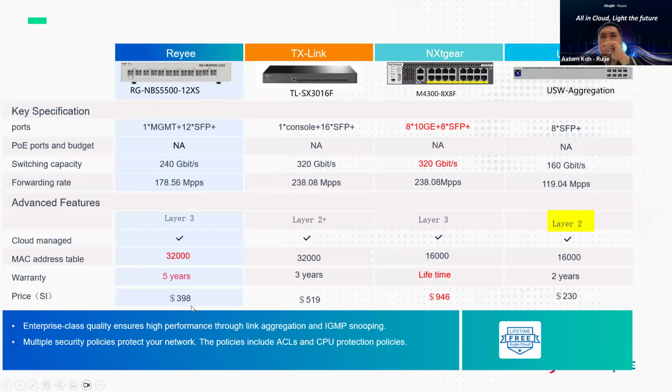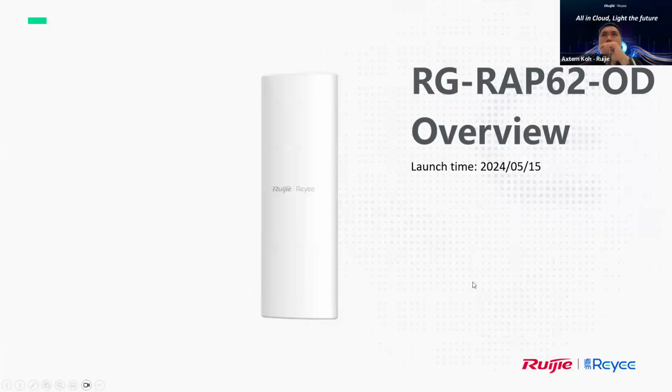So that's why the price will be more expensive. Okay, and they also come with layer 2 only. Okay, so next, how about AP? After the EG, after the industrial switch, after the layer 2 switch, after the layer 3 switch, how about the AP side?